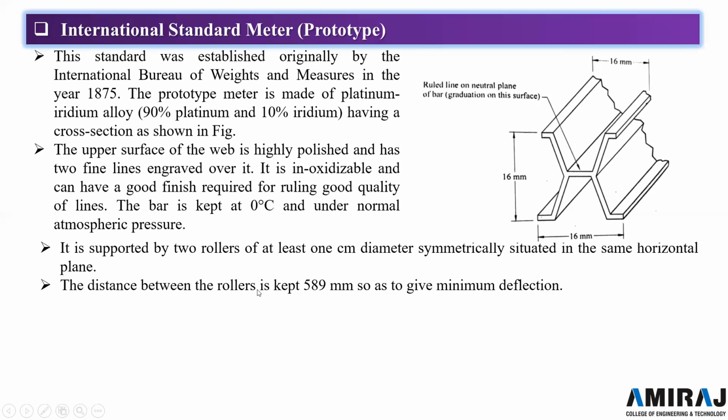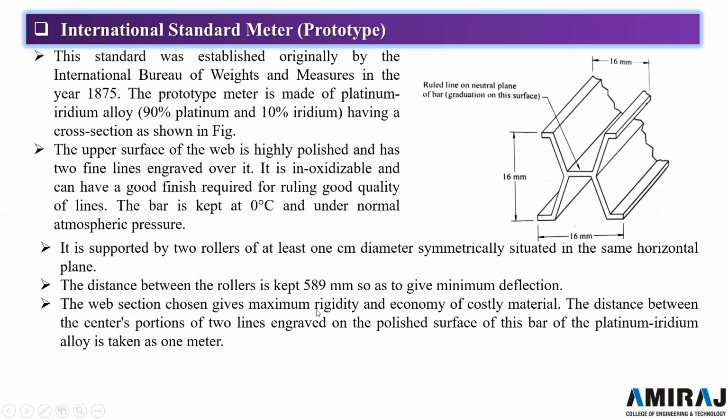The distance between the rollers is kept at 589 mm so as to give the minimum deflection. The web section chosen gives the maximum rigidity and economy of costly material. The distance between the centers of the two lines engraved on the polished surface of this bar of platinum iridium alloy is taken as 1 meter. So this is how we consider 1 meter.